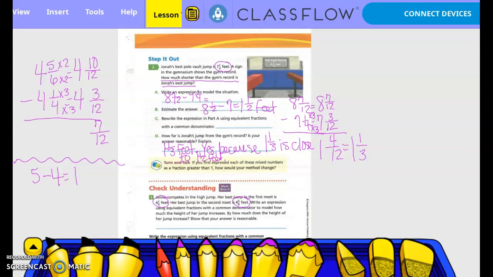So is 7/12 close to 1? Yes. Or it could have been close to 1/2, right? If we would have done 4 1/2. Okay. So 7/12 foot. Okay. And then we showed that our estimate is close to our answer. Okay. Number 2. Write an expression using equivalent fractions with a common denominator to find the sum or the difference. So I'm going to write over here.